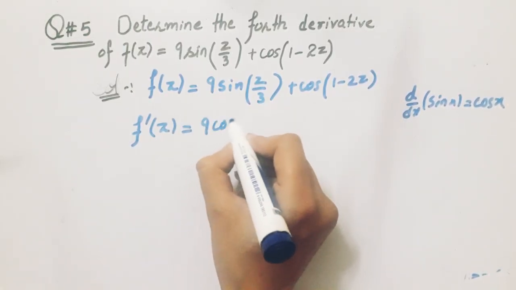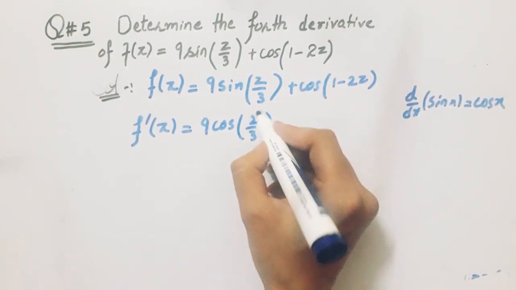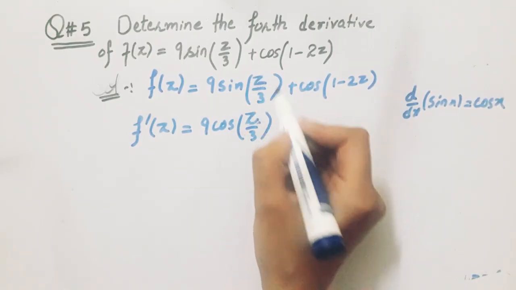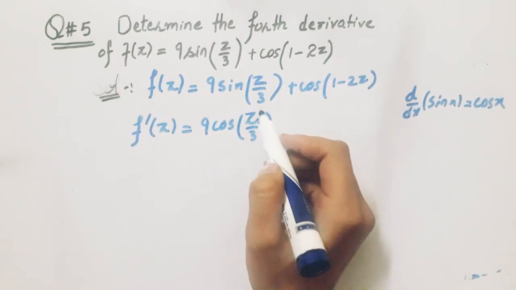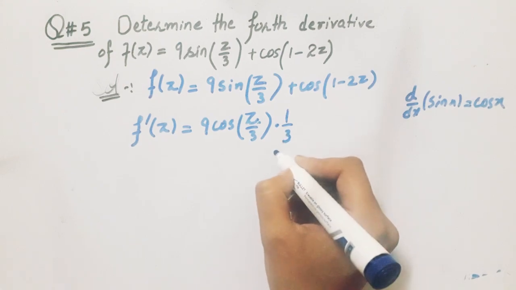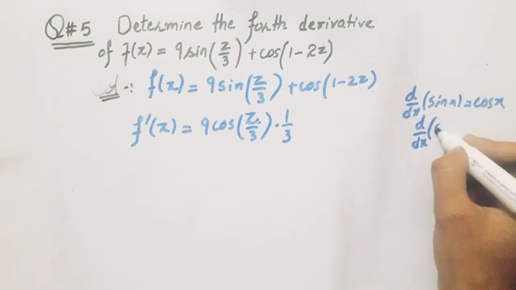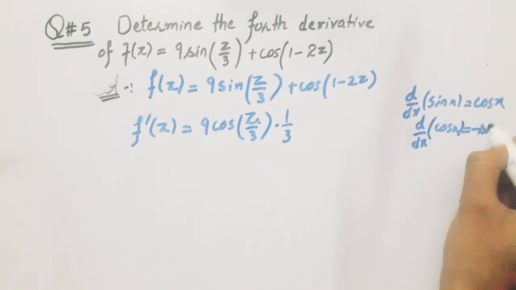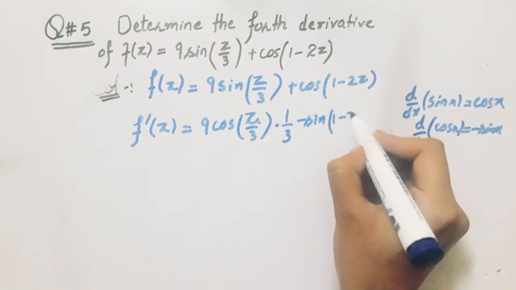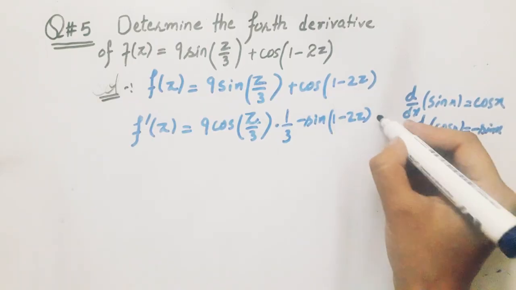It will become cos z by 3, and then z has 1 by 3 also. So you will write 1 by 3 in the form of multiplication. Now you know that dy by dx of cos x is equal to minus sin x. So this will become minus sin of (1 minus 2z), and further differentiate 1 minus 2z, that is equal to minus 2.